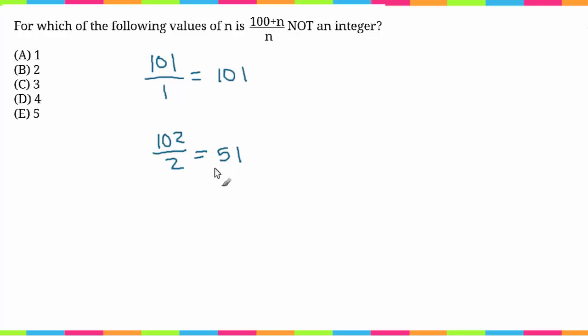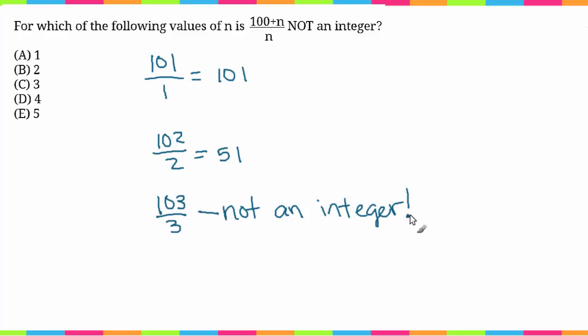Now let's look at answer choice C. If we plug in 3 for n, we would get 103 over 3. I don't know if you remember your divisibility rule for 3, but in order for a number to be divisible by 3, the sum of its digits has to be divisible by 3. If I add up these 3 digits, 1 plus 0 is 1, and 1 plus 3 is 4. 4 is not divisible by 3, therefore we know 103 is not divisible by 3. So this here is not an integer.